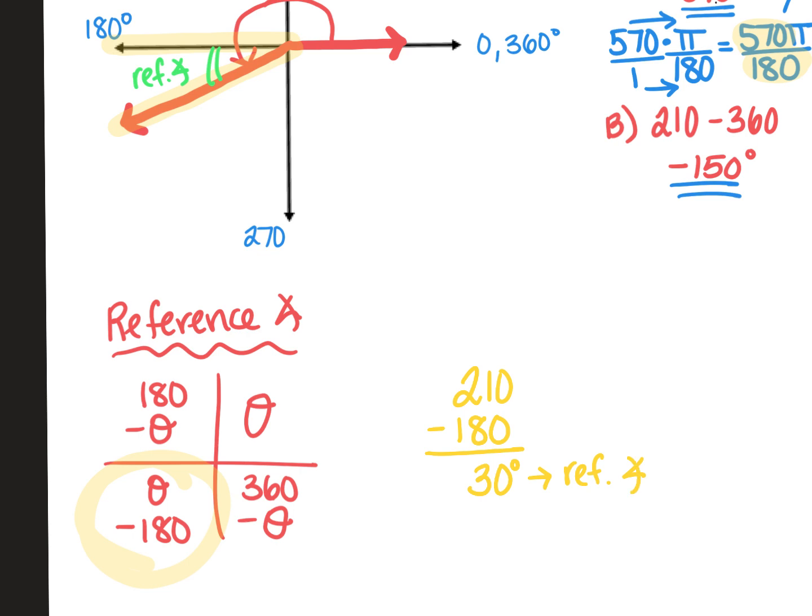So part of the question says put it back into radians. That is going to be your last part of homework. Change this 30 degrees into radians.